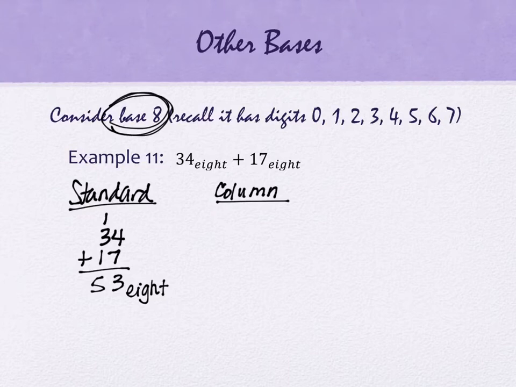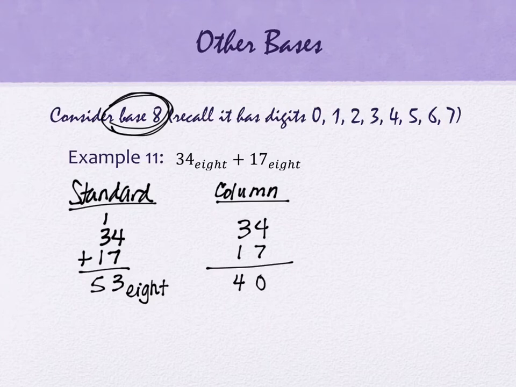Okay, so let's do column addition. So I have 3, 4, and I have 1, 7. Column addition, if you'll remember, lets us move from left to right. So the 3 and the 1 give me 4 8s. And then my 4 and my 7 give me 11, like we did before, but that's 1 8 and 3 left over. And then I can add them from here.